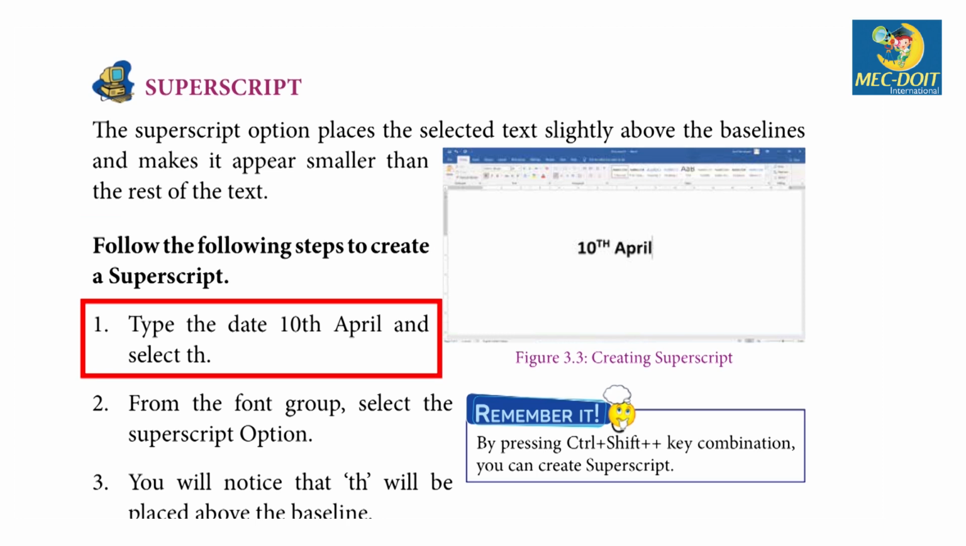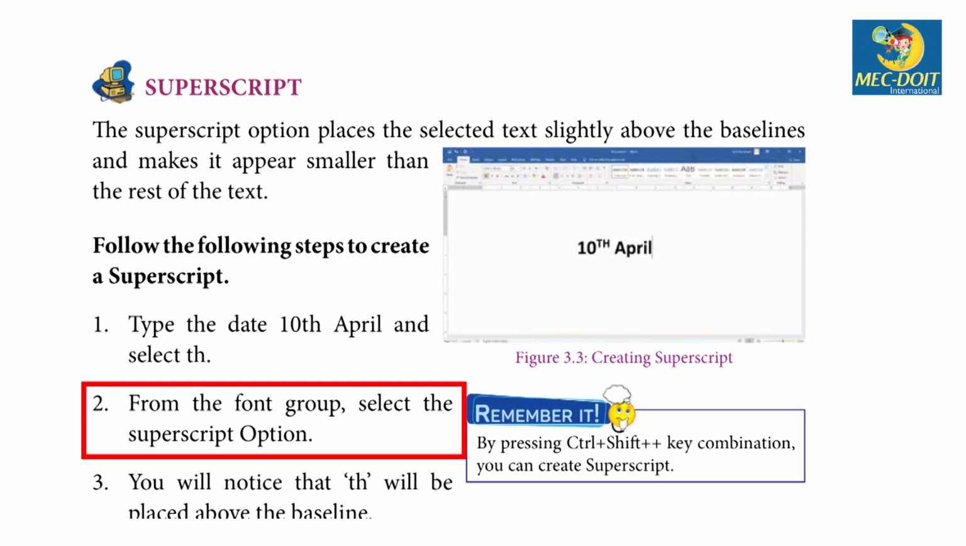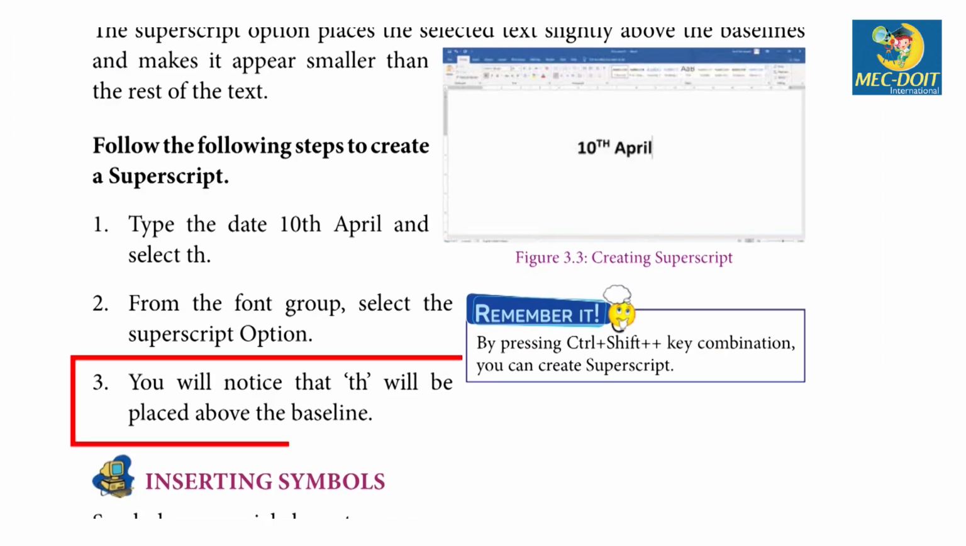Follow the following steps to create a subscript. 1. Type the formula CO2 and select 2. 2. From the Font group, select the subscript option. 3. You will notice that 2 will be placed below the baseline.